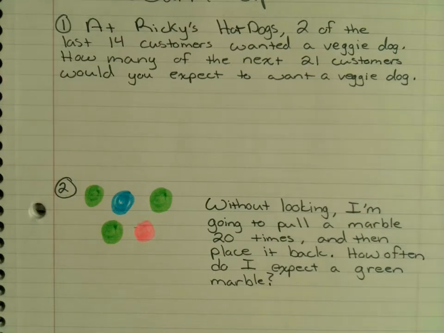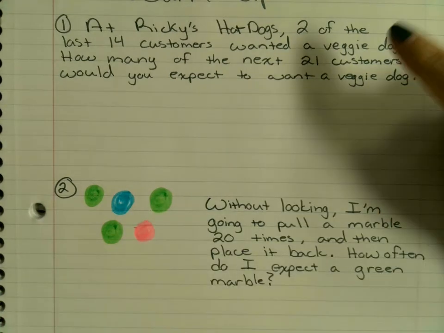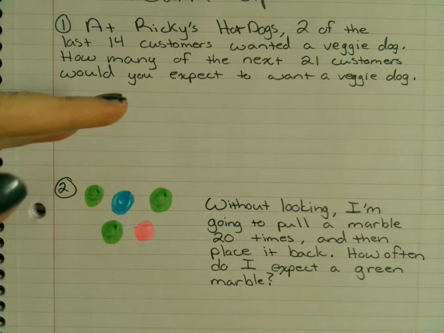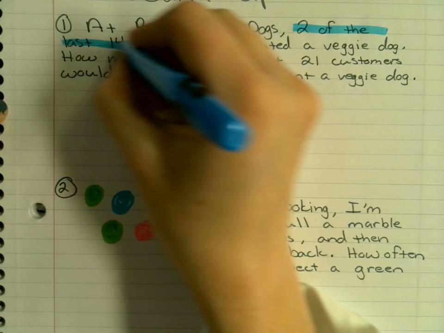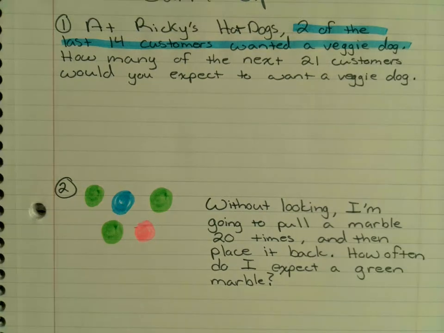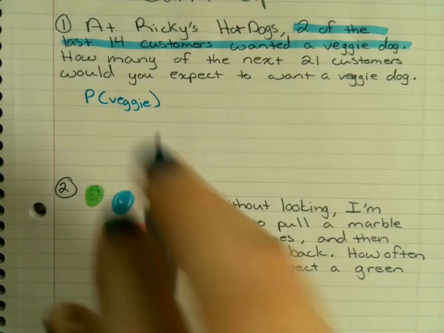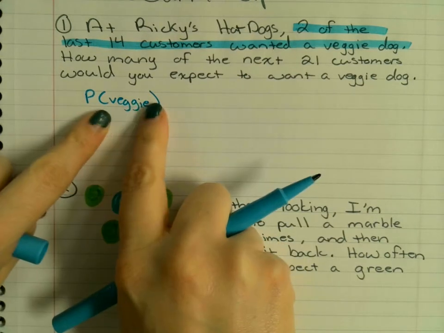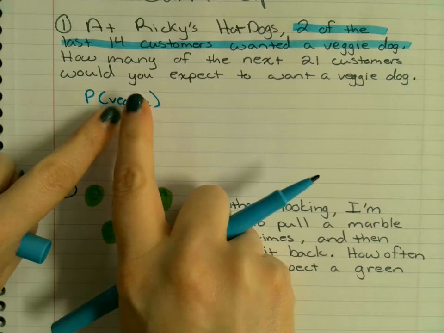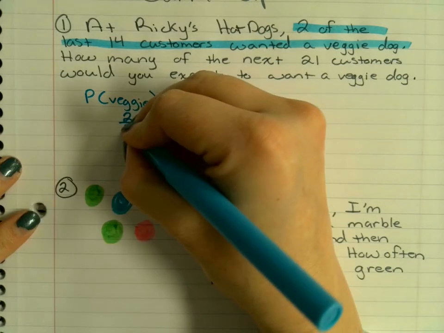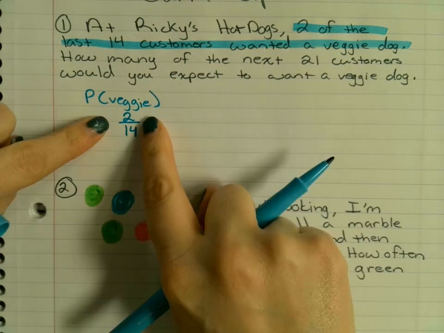We're using an experimental probability, what actually has happened. So far, what actually has happened is that we've had 2 customers out of 14 that have ordered the veggie dog. So 2 customers out of the 14 customers that just recently came in ordered that veggie dog. So this is the probability of ordering a veggie dog. I'm finding the probability. Remember, we write probability as P and then the event that we're looking for. So currently, the probability of a veggie dog being ordered is 2 over 14. 2 veggie dogs have been purchased out of 14 customers that have come in.